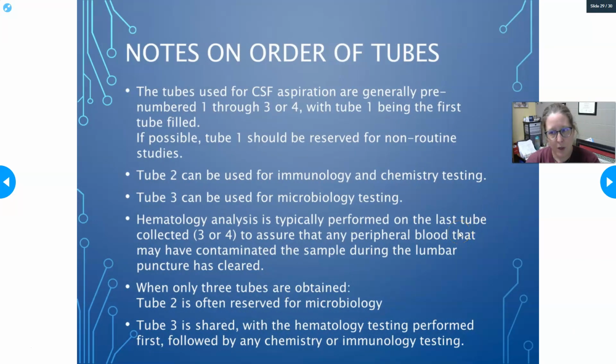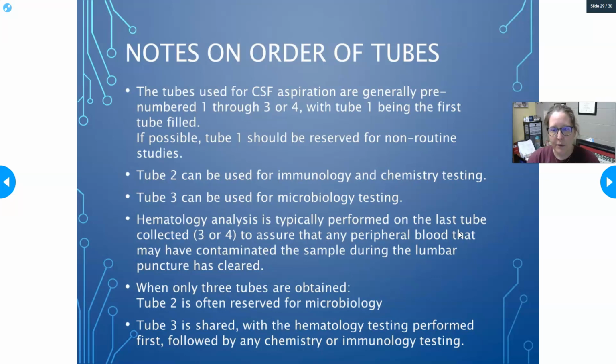So again, some notes on the order of tubes. The tubes that are used for spinal fluid aspirations are pre-numbered 1 through 3 or 1 through 4, tube 1 being the first tube to be filled. If possible, tube 1 should be reserved for non-routine studies, again because of potential contamination from skin, although all that's supposed to be clean. Tube 2 can be used for immunology or chemistry testing. Tube 3 can be used for microbiology testing.